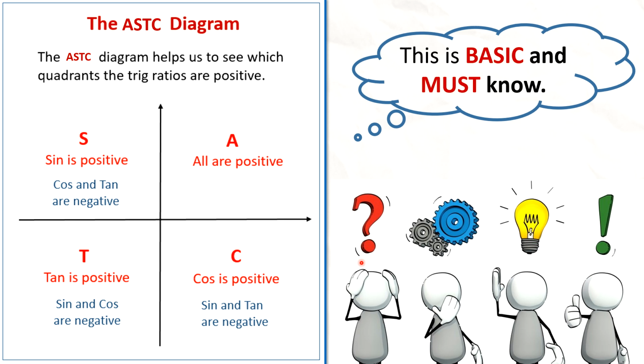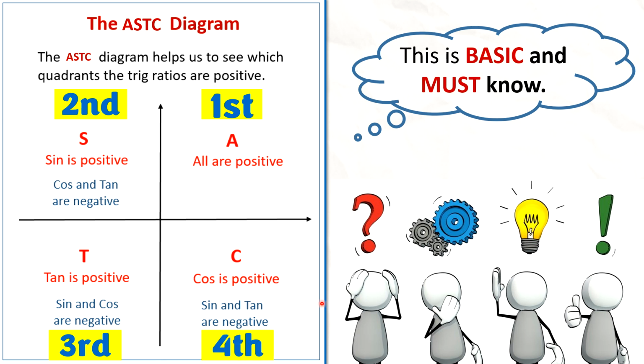Now, what is important in this ASTC rule is that you need to identify the four quadrants, whereby, which is the first quadrant. In this first quadrant, all are positive, which simply means that all trigo ratios will have a positive value. Whereas in the second quadrant, only the sine function will be positive. Cosine and tangent will give you negative values. In the third quadrant, we will have tangent positive, and sine and cosine negative. And the last quadrant, the fourth quadrant, cosine is positive and sine and tangent will be negative.